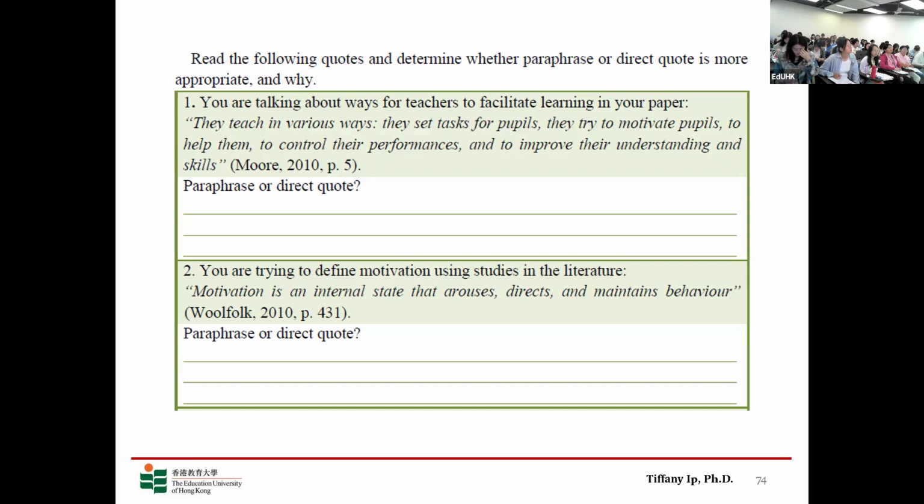Okay. Then number 2, actually a bit like the definition, but don't use the entire quote. Okay, you can use a little bit. So you're trying to define motivation from this source, which says that motivation is an internal state that arouses, directs, and maintains behavior. And how can you use this piece of information in your writing if you want to have a definition for motivation? Okay, so can you please try to work on these two?